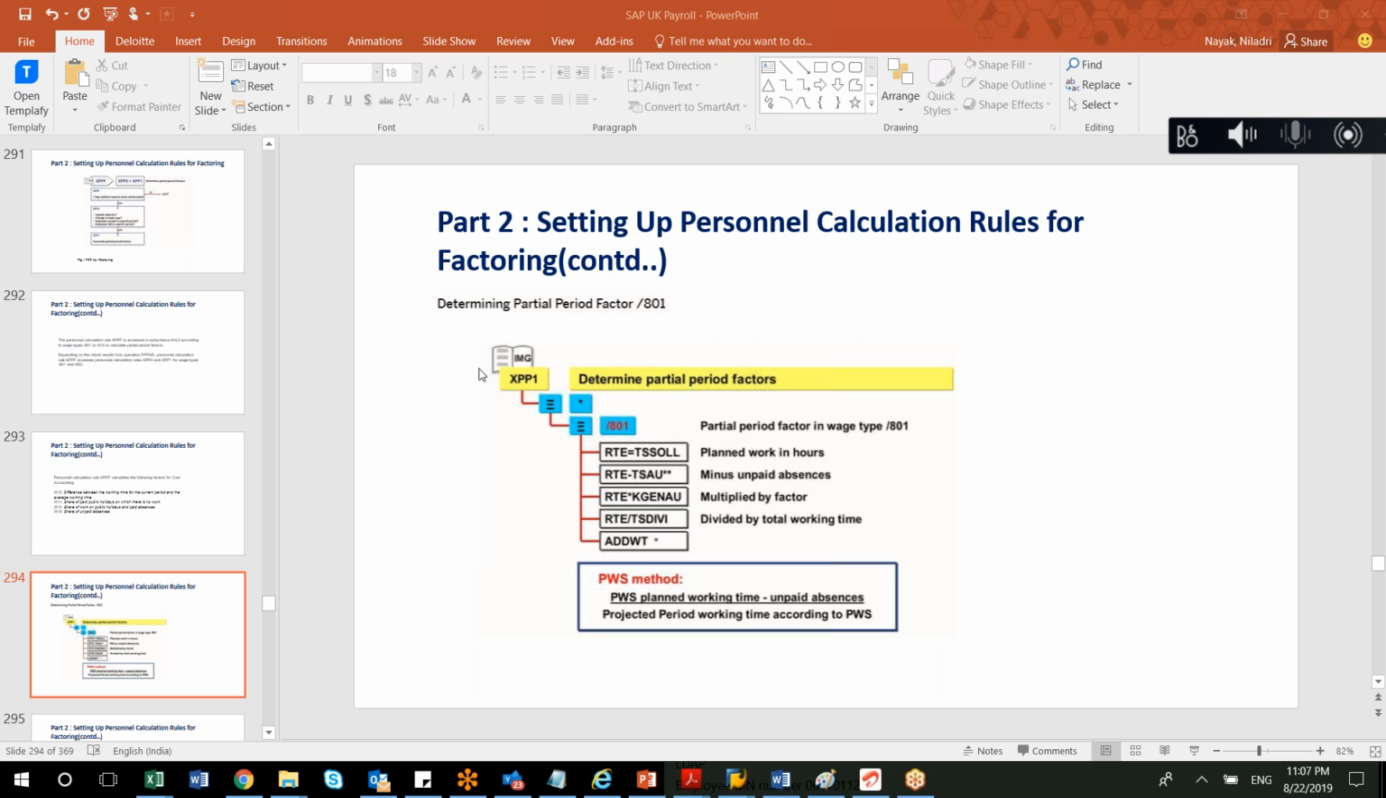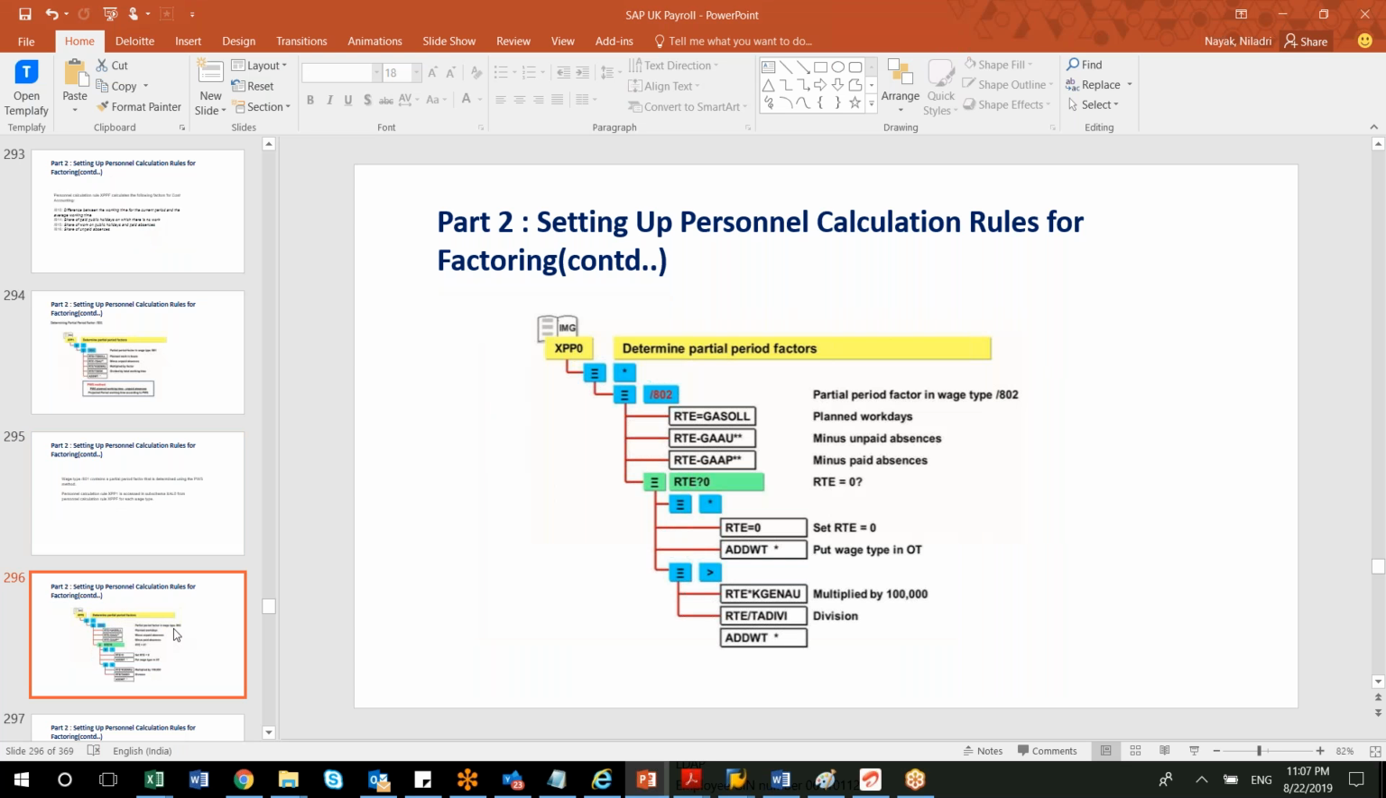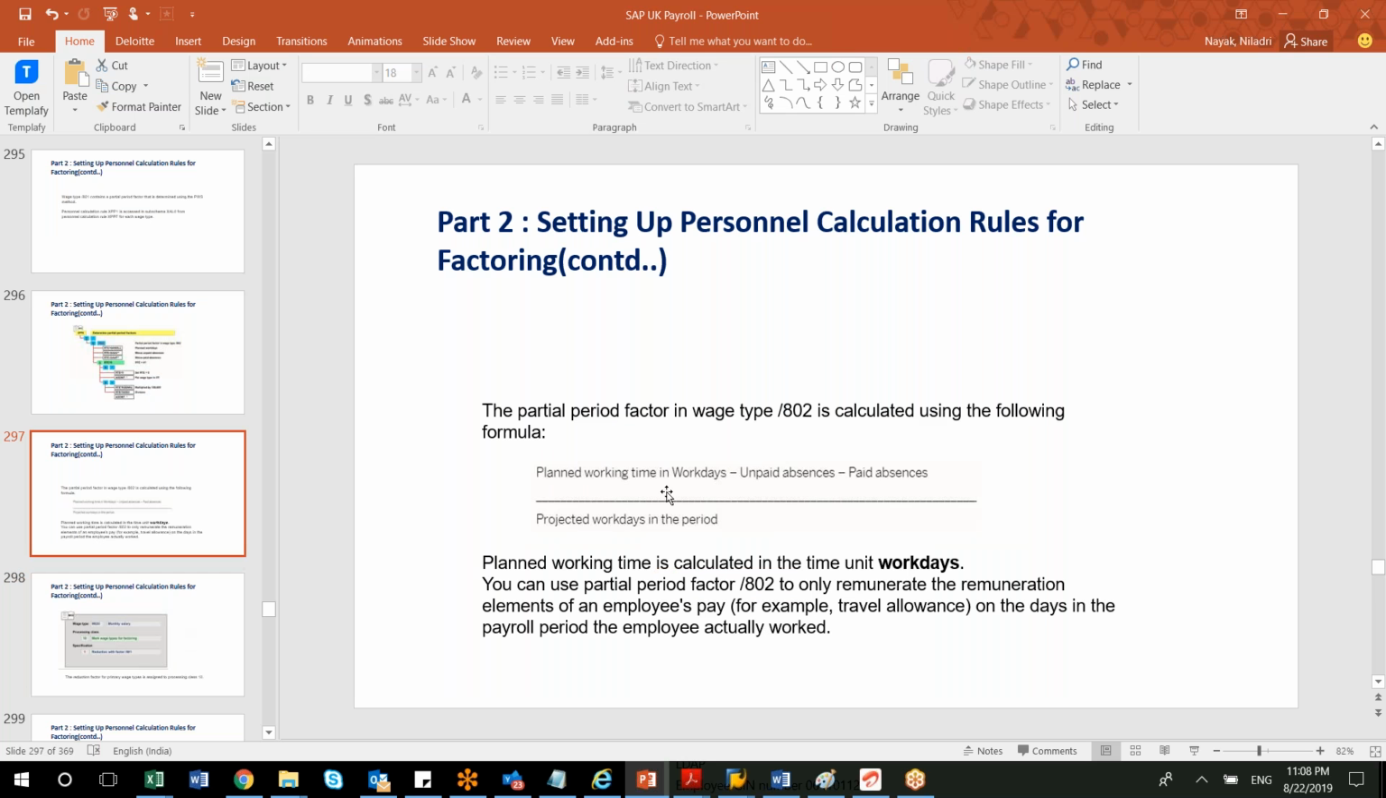I have explained one of the secondary wage types which is generated due to this factoring process. Similarly, there are other wage types like /802. I have given the example, so you just go through how these are calculated. It is more or less the same, but the calculation formula is different. Here I have given an example of /802. With /802, it does the calculation and subtracts both the unpaid absences as well as the paid absences from your planned working time.